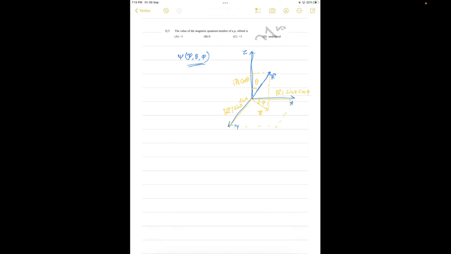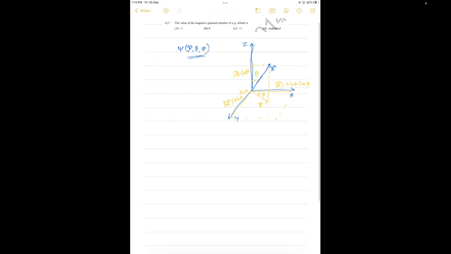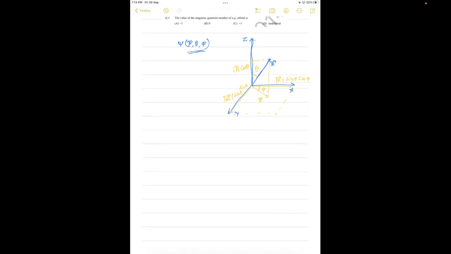Okay, so basically for this wave function, we can separate it into two terms, a radial part and an angular part, right? The radial part will be a function of just r only, the radial coordinate, and the angular part will be a function of theta and phi.